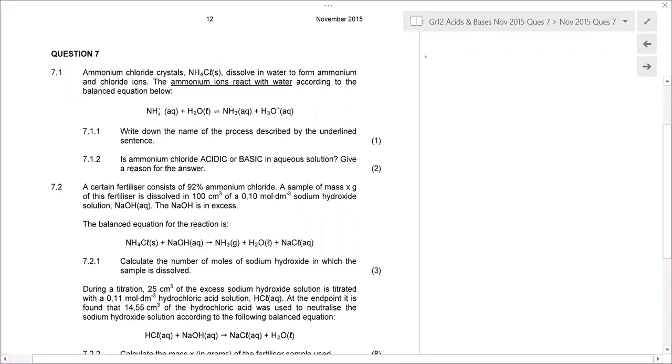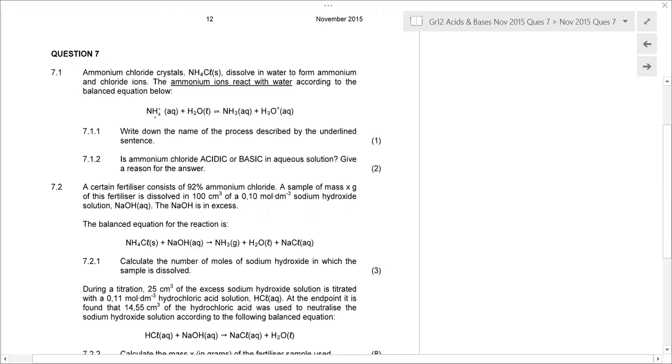This is the acid-base question from the November 2015 exam paper. It is quite a difficult acid-base question, so I'm going to go through the answer step by step. 7.1. Ammonium chloride crystals dissolve in water to form ammonium and chloride ions. The ammonium ions react with water according to the balanced equation below.